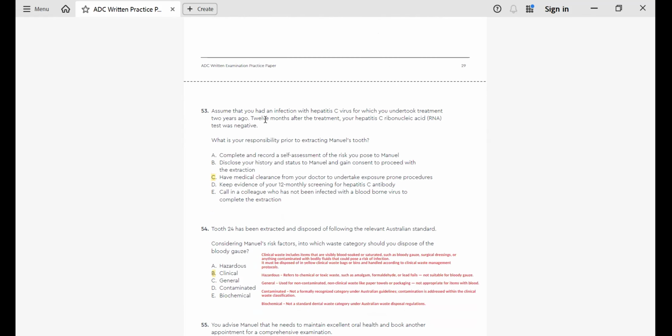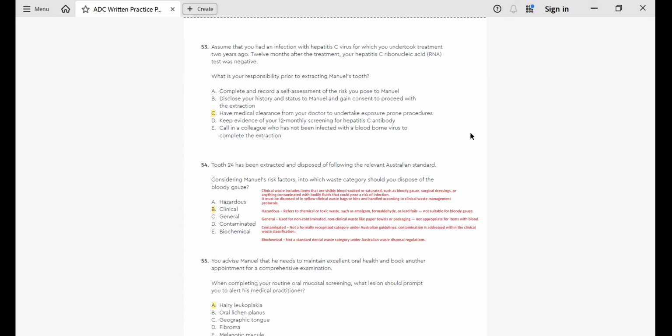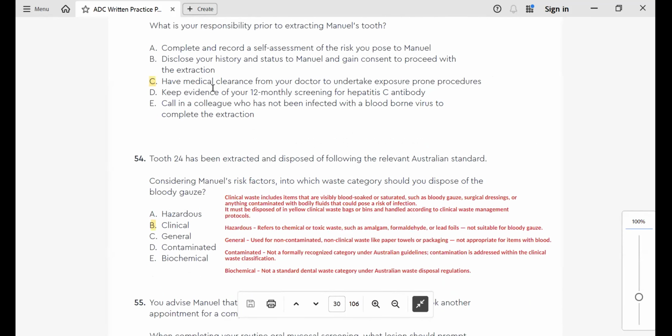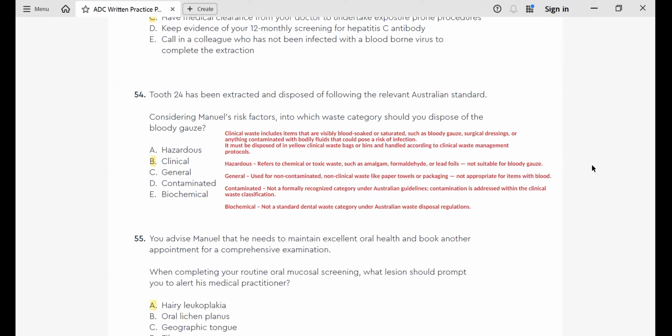Again, assume you had an infection with hepatitis C. What is your responsibility prior to extracting a tooth? Of course, have medical clearance from your doctor to undertake exposure-prone procedures (EPP). So tooth 2/4 has been extracted and disposed of following the relevant Australian standard. Considering the risk factor, into which waste category should you dispose of the bloody gauze, right? Now I'll give you a minute to read the explanation and then ask me any question you have.